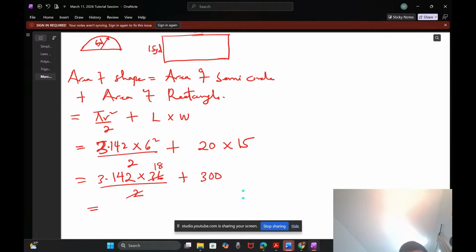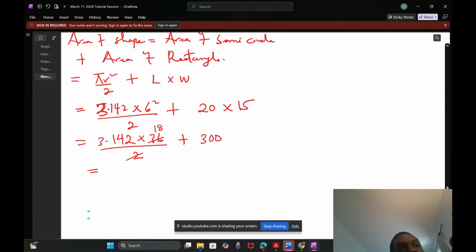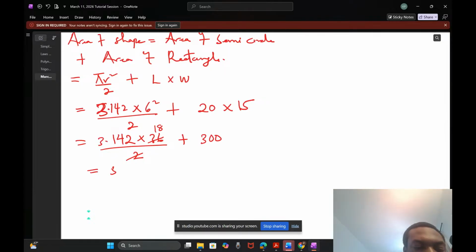So 3.142 times 18. So that's 56.56 plus 300. So that's equals to 356.56 yard square.